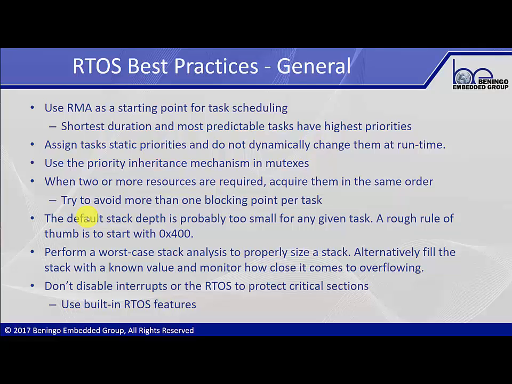We want to make use of priority inheritance in mutexes. So if we have a shared resource that we need mutual exclusion for, use a mutex. Don't use a binary semaphore. When you have two or more resources that are required, acquire them in the same order. Doing this will help prevent deadlock inside of our system.